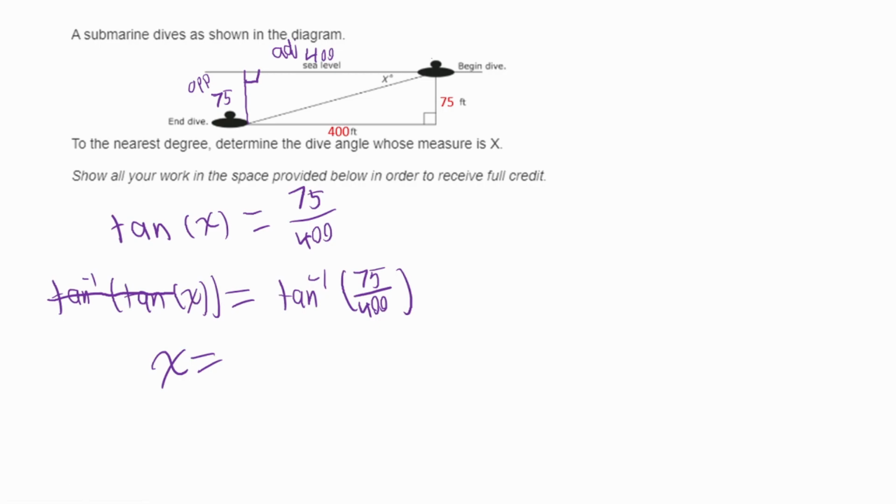So we're going to click tangent inverse, 75 divided by 400. And once again, make sure you use the Desmos scientific calculator. So when we plug it in, and it says to the nearest degree we're rounding. So when we round it to the nearest degree, we get 11 degrees. There is my answer. Awesome.